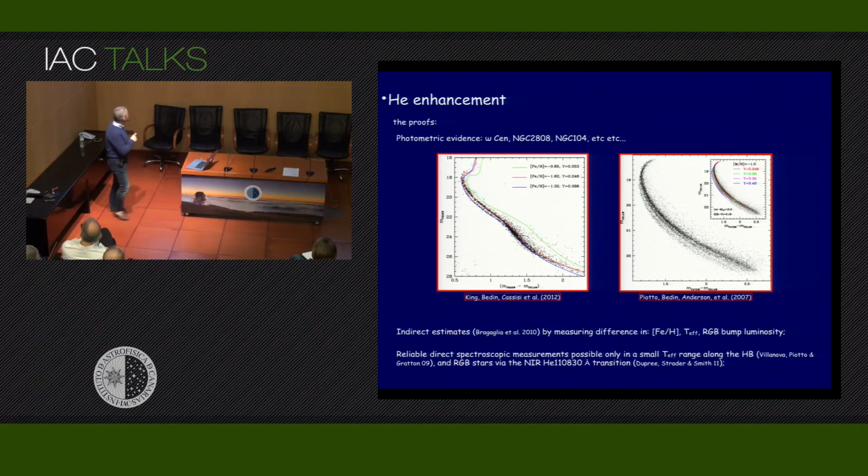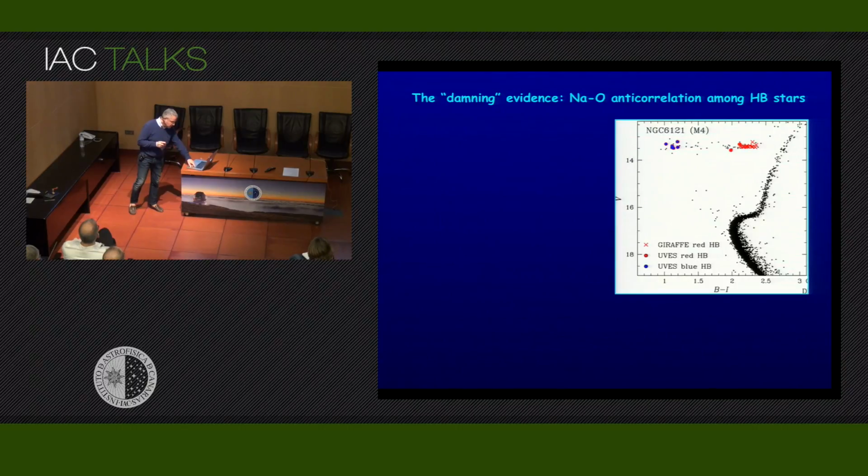For sure, there is also some different proof of the presence of helium-enhanced stellar populations in globular clusters, mainly based on iron abundance and effective temperature scale changes, but also there are some spectroscopic measurements of helium abundance in globular clusters that confirm this helium enhancement. I have no time to discuss it, but if you have questions.